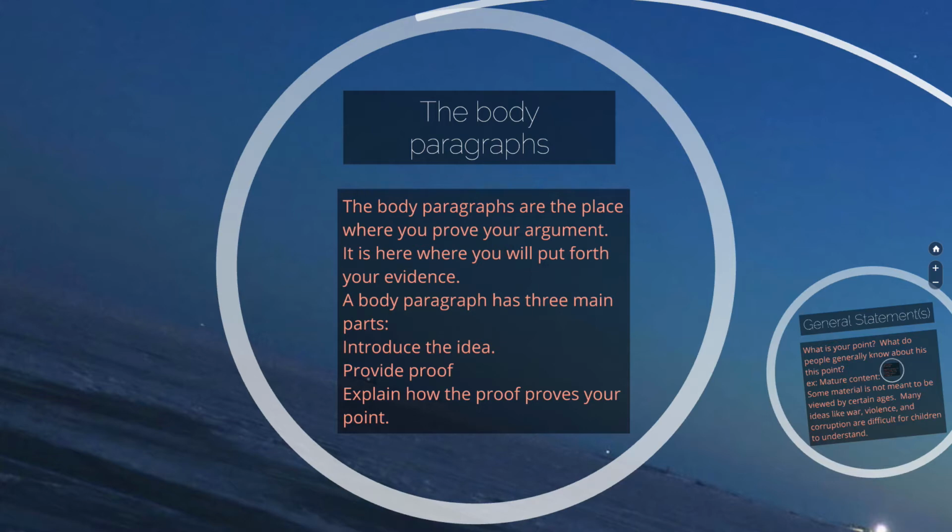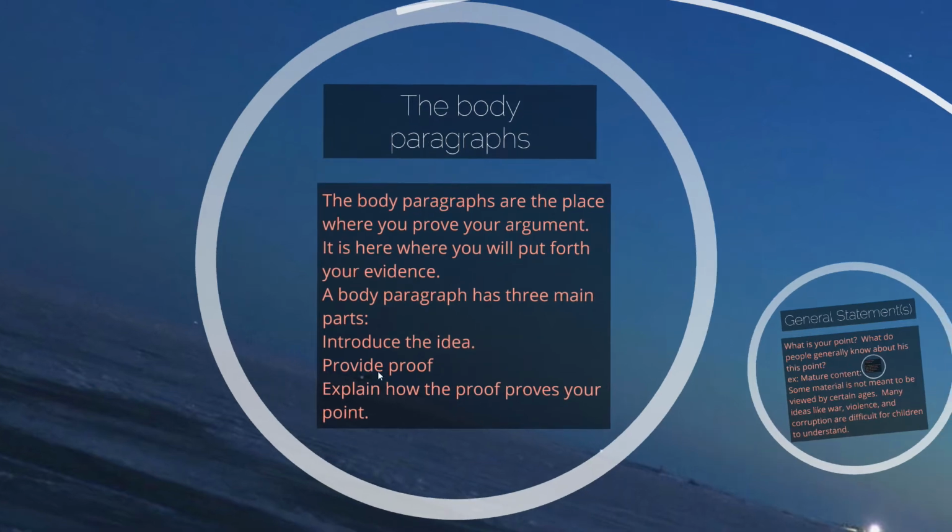As you guys know, you need a minimum of 4 sentences for your paragraph. Each of these can be a sentence. Introduce the idea, provide proof, explain how the proof proves your point. So one of these will have to be 2 sentences. Usually it's providing the proof. Sometimes that may take 3 or 4 sentences, depending on the information that you found for your proof. So make sure that you guys are following these steps. I've already explained this before in a couple of other lectures that I've done, so just make sure that you're doing that correctly.